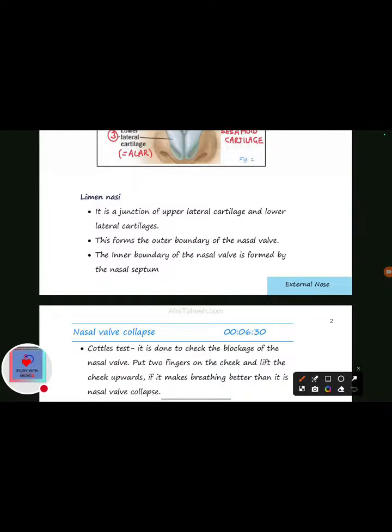So what we are talking about is the anterior part of the nose, the anterior and inner part of the nose. This one is formed by the nasal septum. This is the inner boundary of the nasal valve, at the outside nasal opening, and the outer boundary is formed by the limen nasi. Limen nasi is nothing but a junction of upper and lower lateral cartilages.